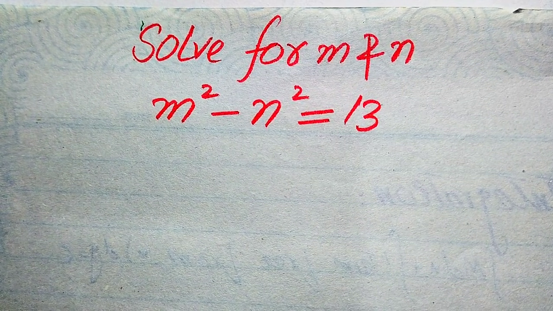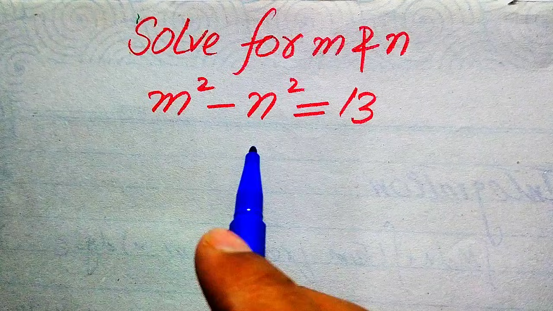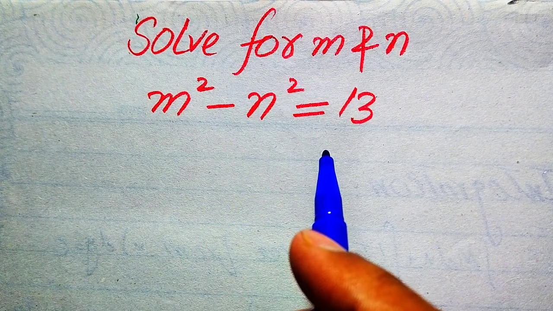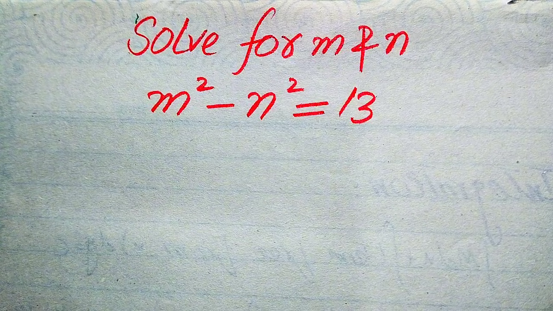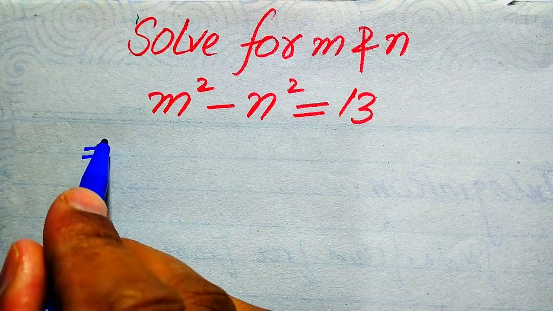Hello everyone, how to solve this problem for the values of m and n. If we have m square minus n square is equal to 13, and we solve this problem for all the values of m and n. So here in the left hand side you see this is the very famous algebraic formula.